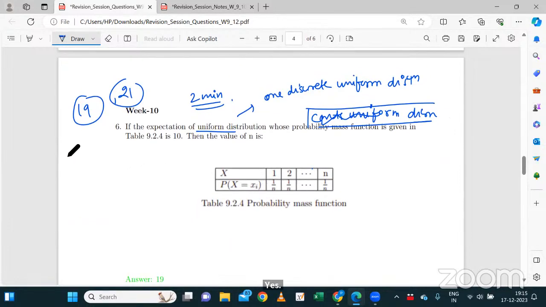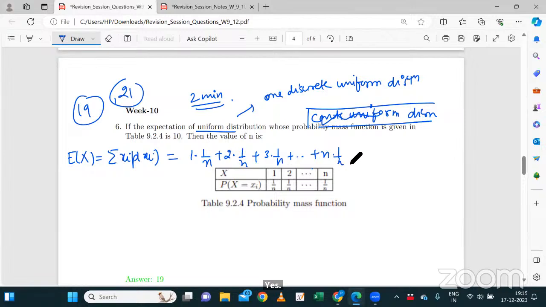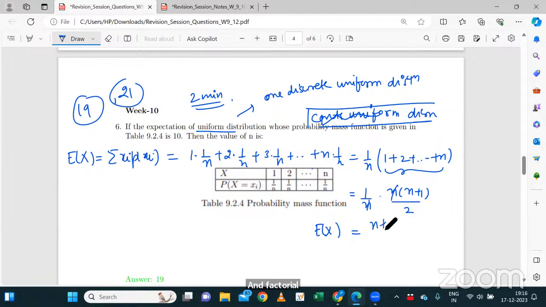So we can move on. What is the expectation of X? It is nothing but the summation of each xi into the probability of xi. So each xi: 1 into 1 by n, plus 2 into 1 by n, plus 3 into 1 by n, up to n into 1 by n. Here I can take 1 by n common. It will be 1 plus 2 plus so on up to n, which is the sum of the first n natural numbers. This will be n into n plus 1 by 2, and the n will get cancelled out. So the expectation of X is nothing but n plus 1 by 2.